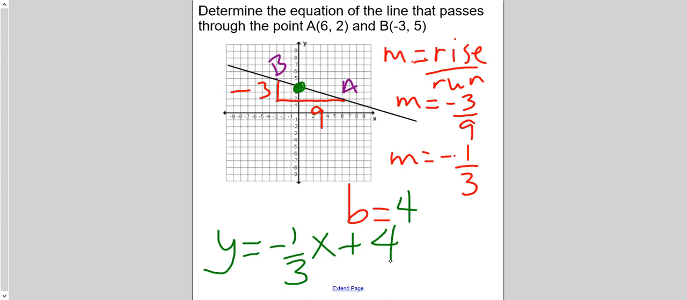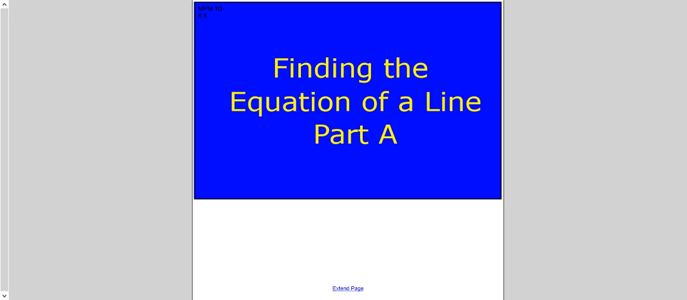Of course, we're not always given a graph, and we're not always given some nice numbers, and therefore we want to be able to solve for the equation of a line algebraically, where that means that we don't have to go ahead and graph it. We can use algebra instead. And that's what we're going to focus on today, finding the equation of a line. We're going to spend a couple of lessons on this. So that's why this is called Part A.